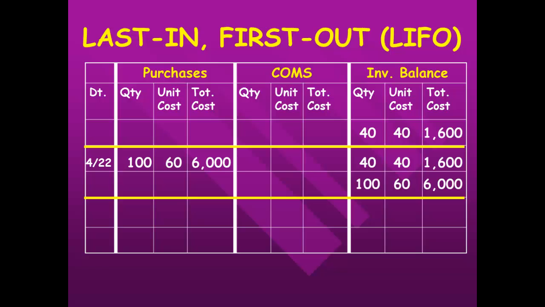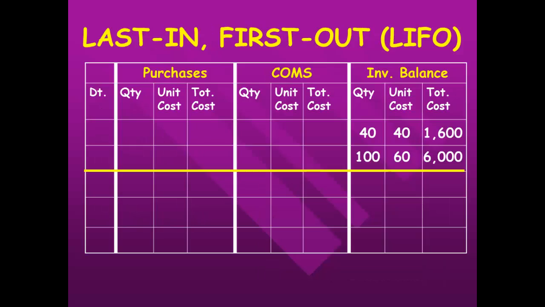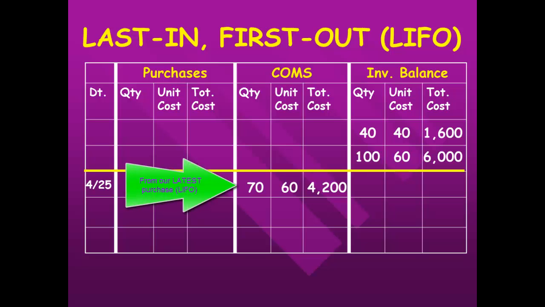Date-wise, what's next? Okay, we're going to sell 70. So on the 25th, we're going to sell 70. Now again, we're using LIFO. Where's the first place you're looking to find your 70? The 100 at 60. Do I need all 100 of them? No, I just need how many? 70. 70 at 60 says it would be a total of 4,200.